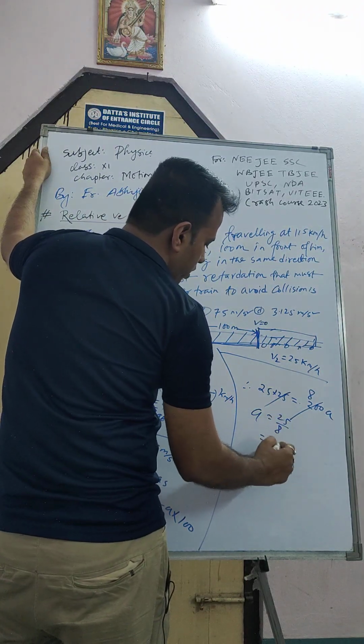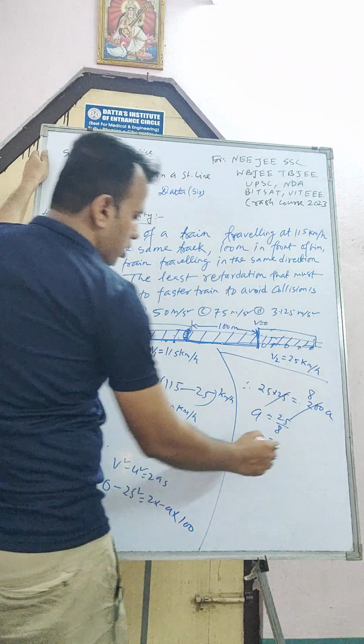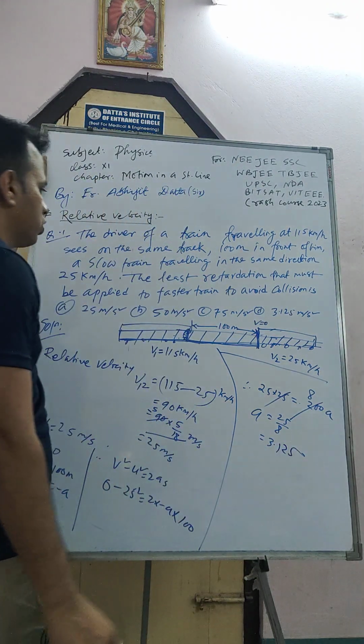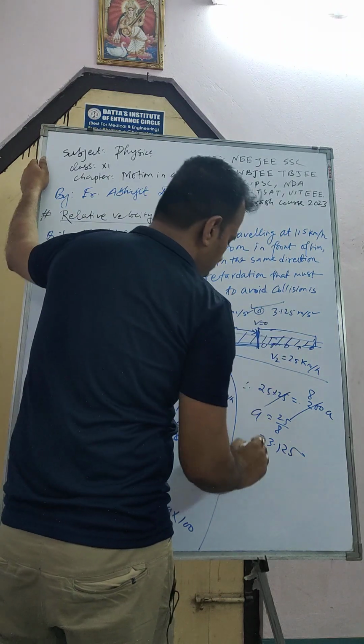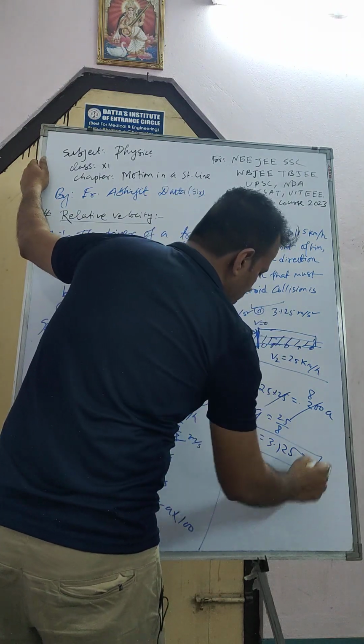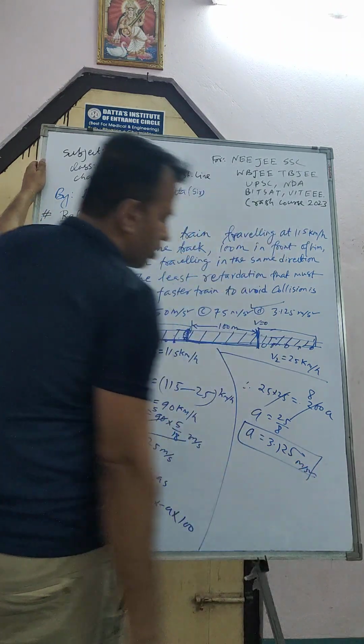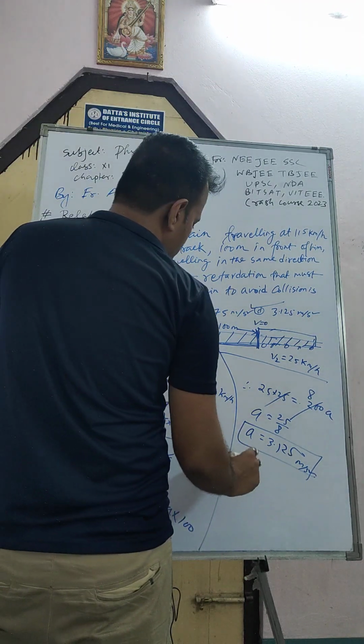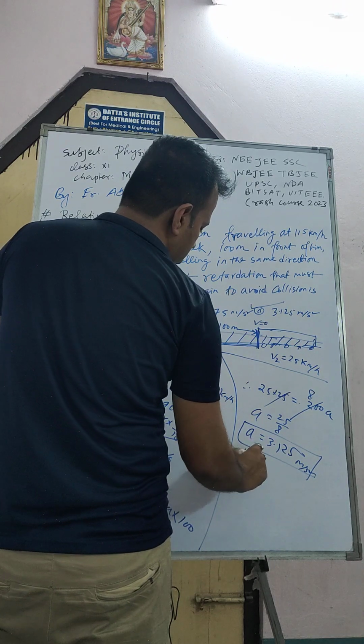It will be 3.125. So which option is correct, sir? Option D is the correct answer. It is 3.125 meter per second square. Okay, so option A is the correct answer. Sorry, option D is the correct answer.